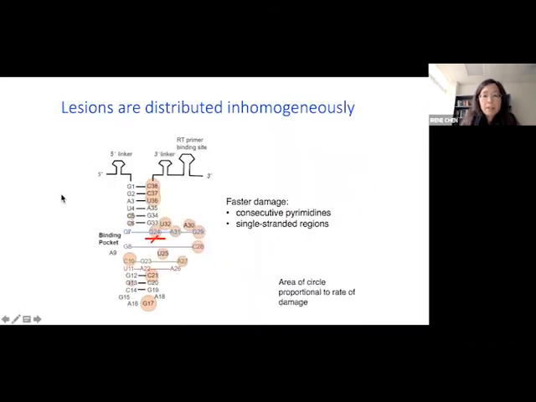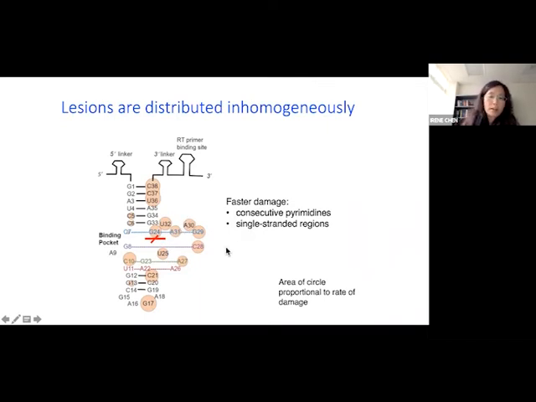And here, the area of the circle is proportional to the rate of damage accumulation for each of these different sites. So here's the structure of malachite green aptamer written out schematically. And here's the binding pocket. This red cross is the malachite green, the position of malachite green. And what you can see is that the binding pocket is disproportionately affected by irradiation.